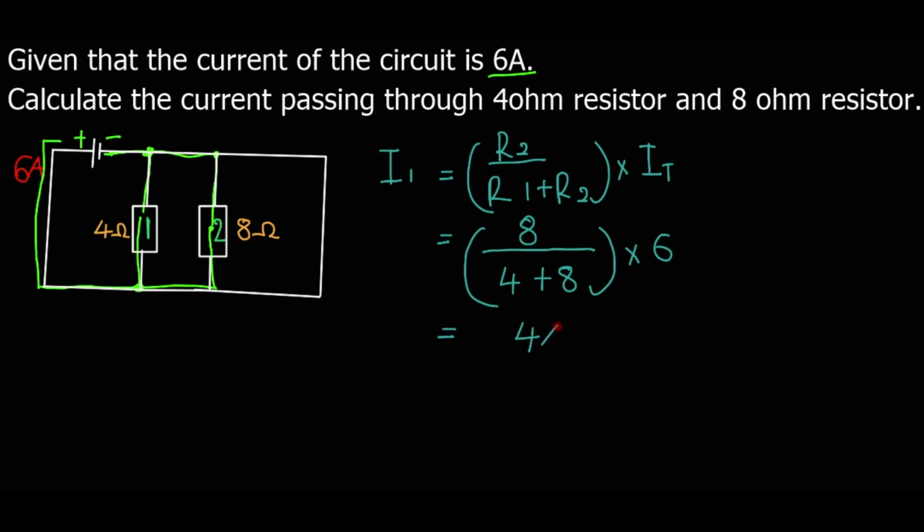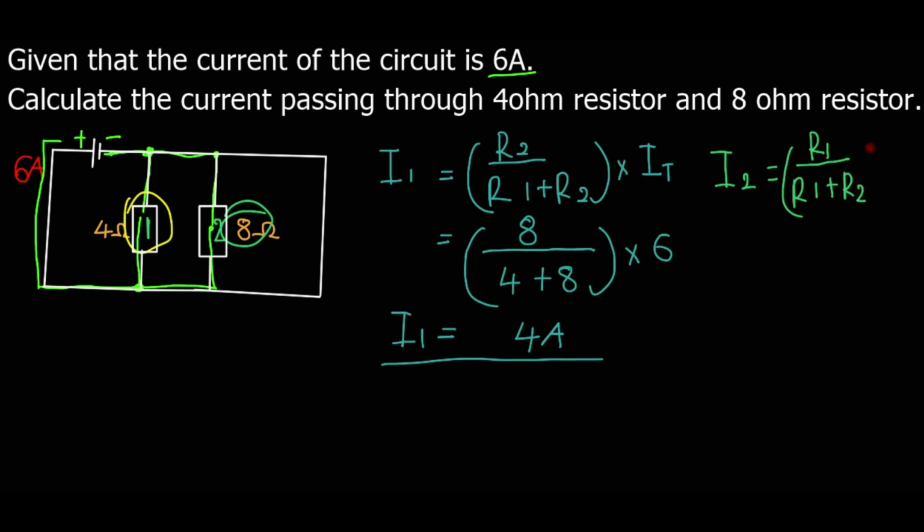Let me press the calculator. The answer is 4 amperes. So that is the current of the 4 ohm resistor. We used the current divider rule. And if you want to get the current of this 8 ohm resistor, I2, you can use the current divider rule again, where I2 is equal to R1 divided by R1 plus R2, times I total. Remember that when we want I1 we use the resistor parallel to it, and you can see resistor 1 is parallel to resistor 2, which is 8. So if you substitute you will get the answer.